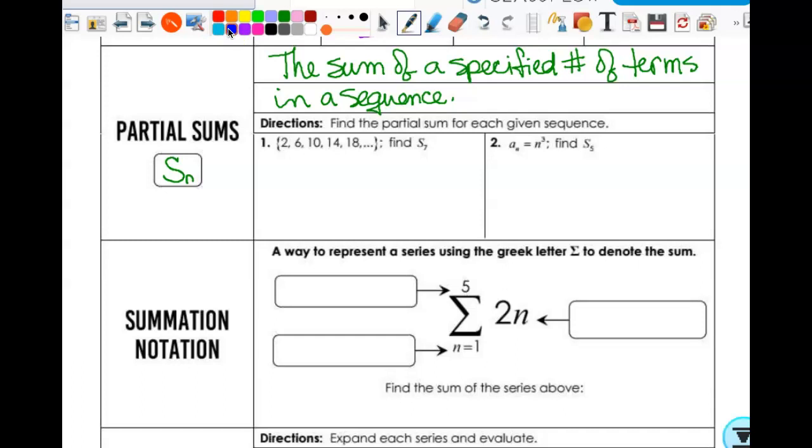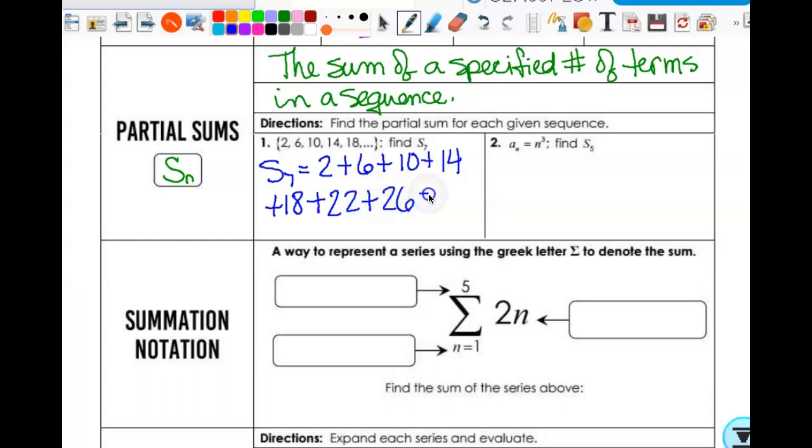So if I want the partial sum for each of these sequences, S sub 7 is equal to, I would add 2 plus 6 plus 10 plus 14 plus 18. Okay, that's 1, 2, 3, 4, that's 5, so I need 2 more. What would the next one be? 22, and then what? 26, right? So that's the first 7 terms. When I add all that up, I will just tell you that that is equal to 98.